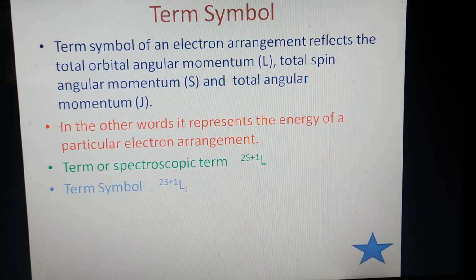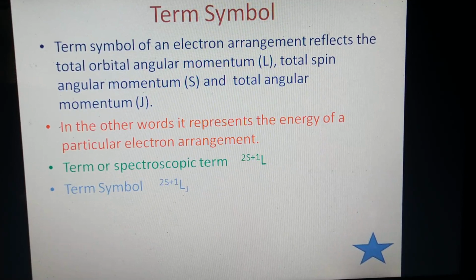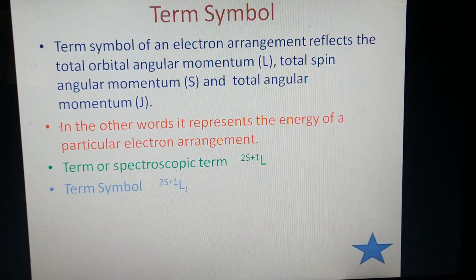So here is the big difference between the term and the term symbol. If they are asking to calculate the spectroscopic term, then our answer should be 2S+1 L. Whereas if they are asking to calculate the term symbol, then our answer should be 2S+1 L subscript J.